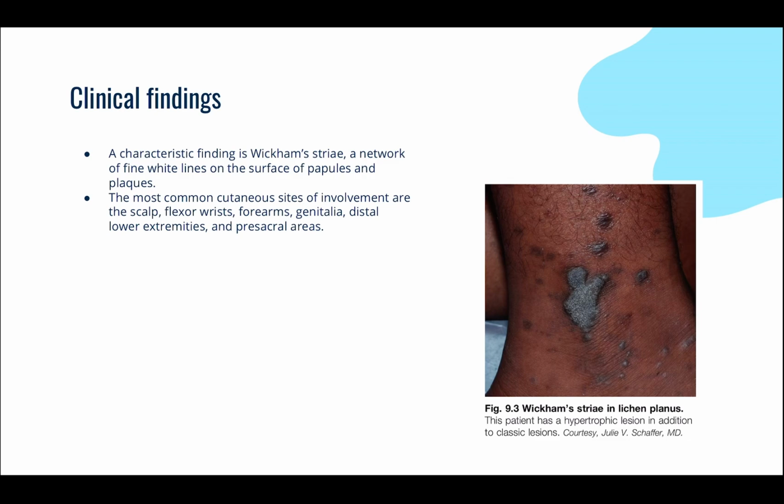Okay, for the clinical findings, as I said, the 6 P's, as well as a characteristic finding, which is called the Wickham's striae. This is a network of fine white lines on the surface of papules and plaques, as you can see in the pictures. The most common sites include the scalp, flexor wrists, forearms, genitalia, distal lower extremities, and perisacral areas.